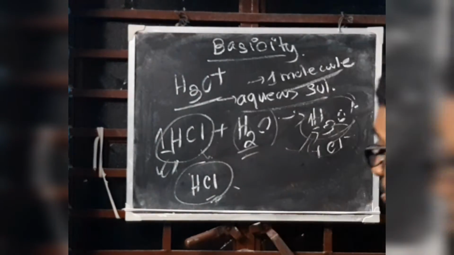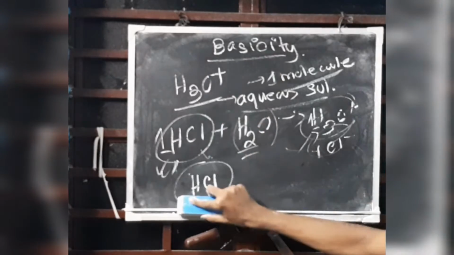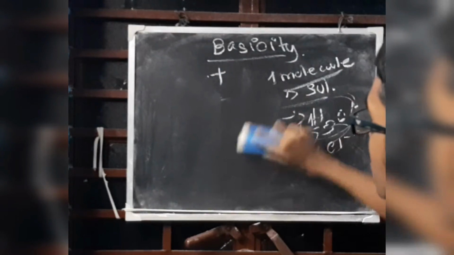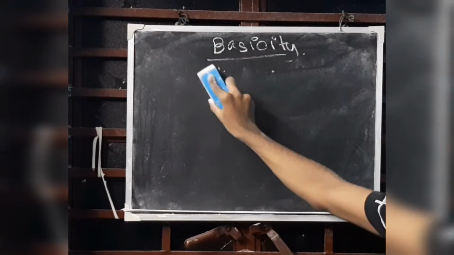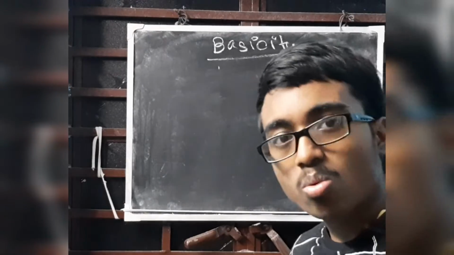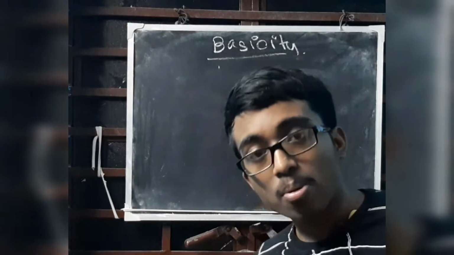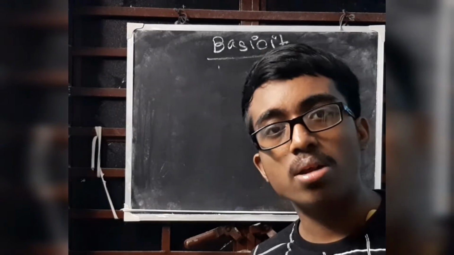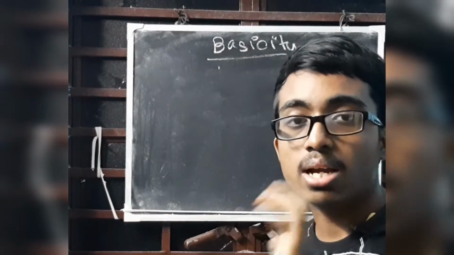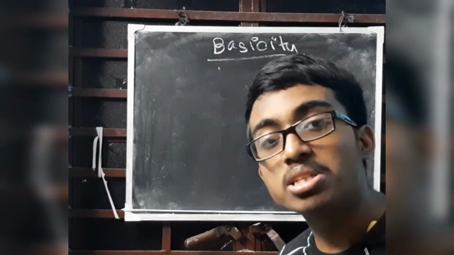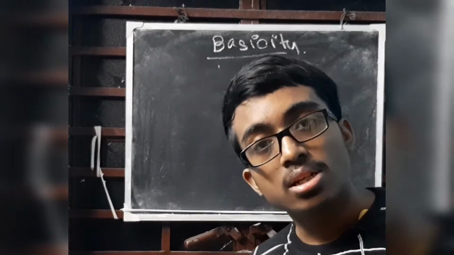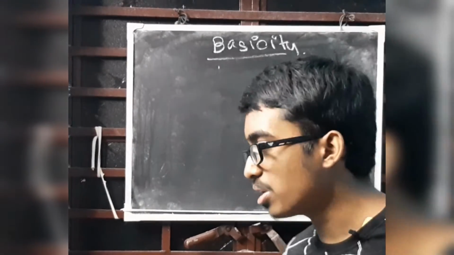This is a monobasic acid: one hydronium ion is produced upon ionization of one molecule of that acid in aqueous solution. Dibasic means 2 hydronium ions. Tribasic means 3 hydronium ions. Now let us do some reactions.